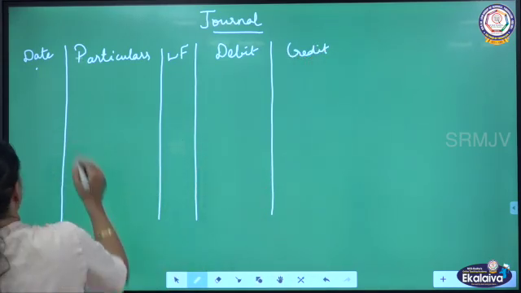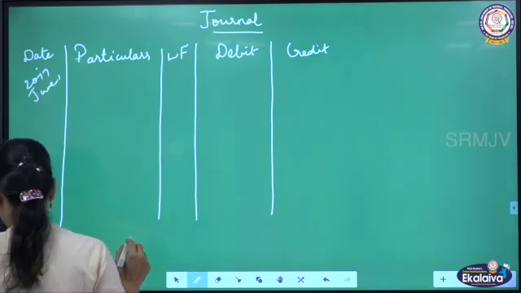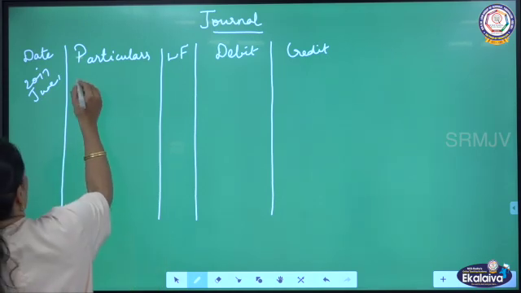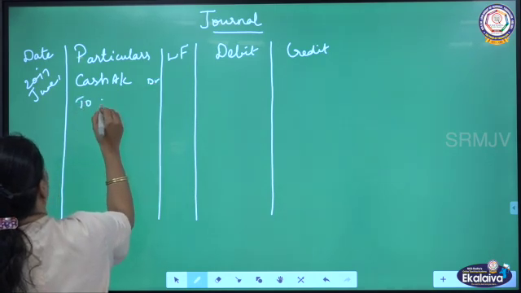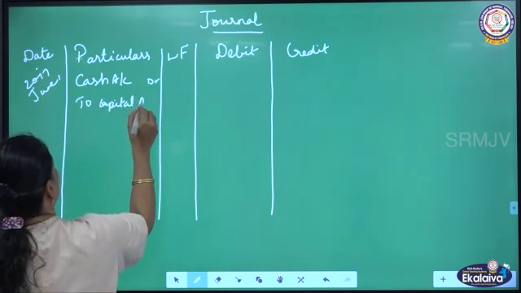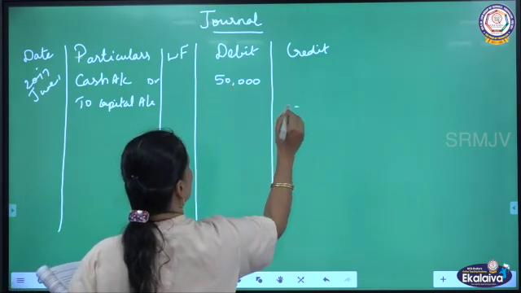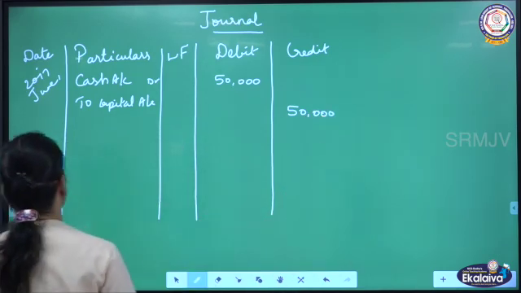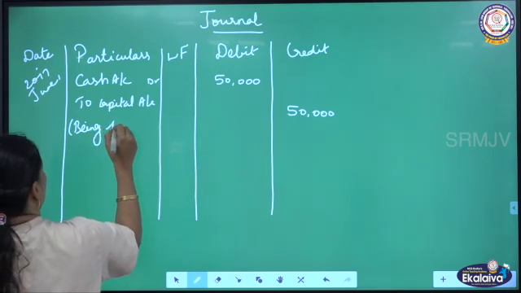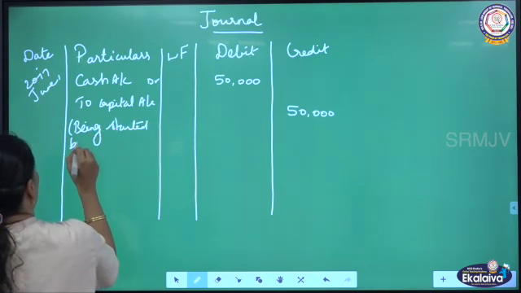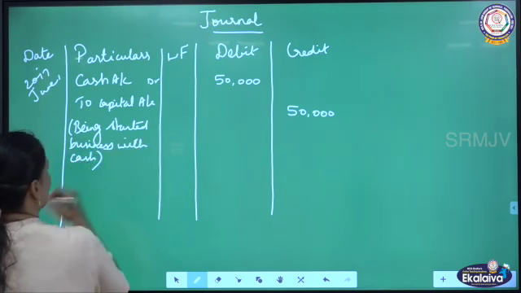Okay, children. First, 2017 June 1st. Basu started business with cash 50,000. So, cash account debtor to capital. Okay. How much? 50,000. Okay. You have to write the narration, children. Being started business with cash. Okay, like that you have to write.